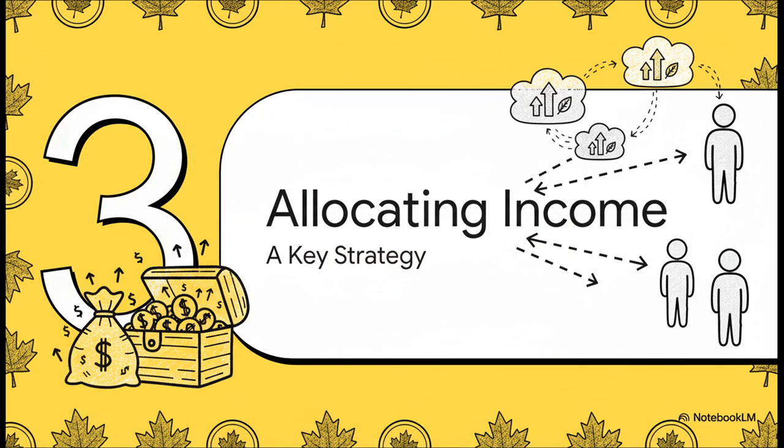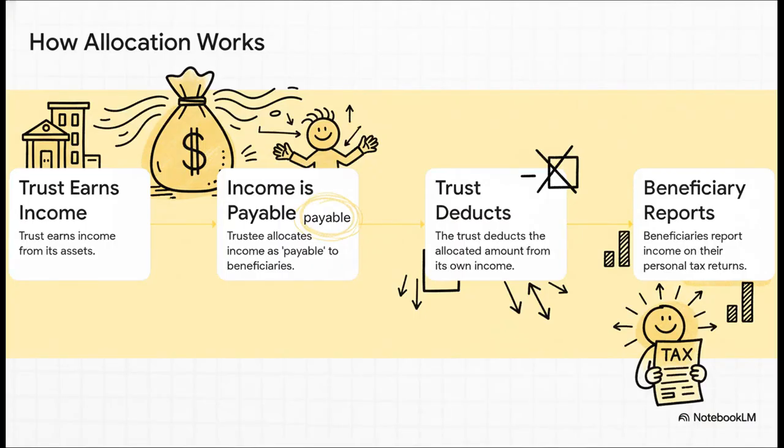And that leads us perfectly into the second, and by far the most common, strategy for managing a trust's tax bill. And that is simply allocating the income out of the highly taxed trust and into the hands of the beneficiaries. The process itself is actually quite straightforward. Step 1, the trust earns some income. Step 2, the trustee decides to make that income payable to a beneficiary. That just means the beneficiary now has a right to receive it. Step 3, the trust gets to take a deduction for that amount, which lowers its own taxable income. And finally, Step 4, the beneficiary gets the income and reports it on their personal tax return, where it's taxed at their own marginal rates, which of course are almost always going to be lower than the trust's top rate.